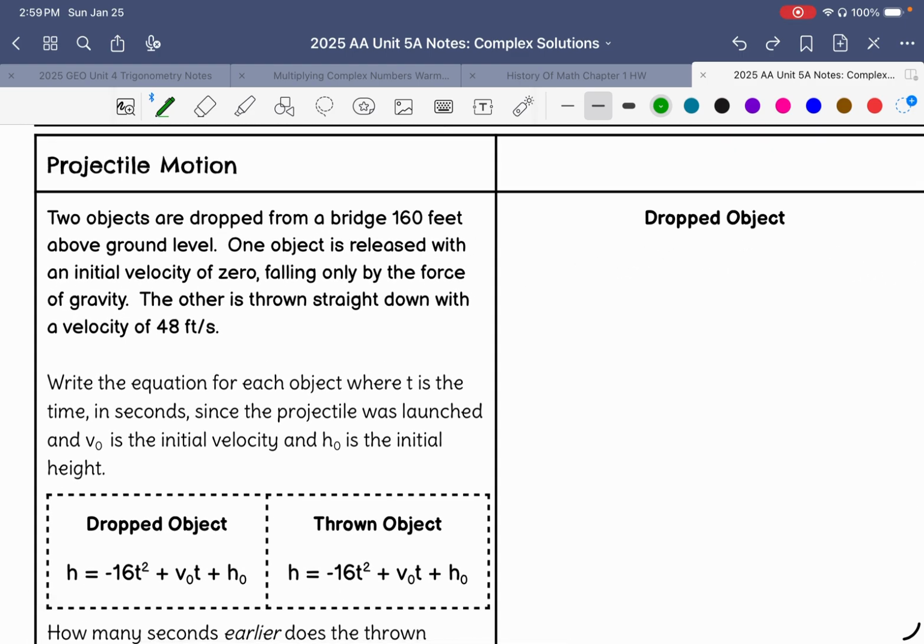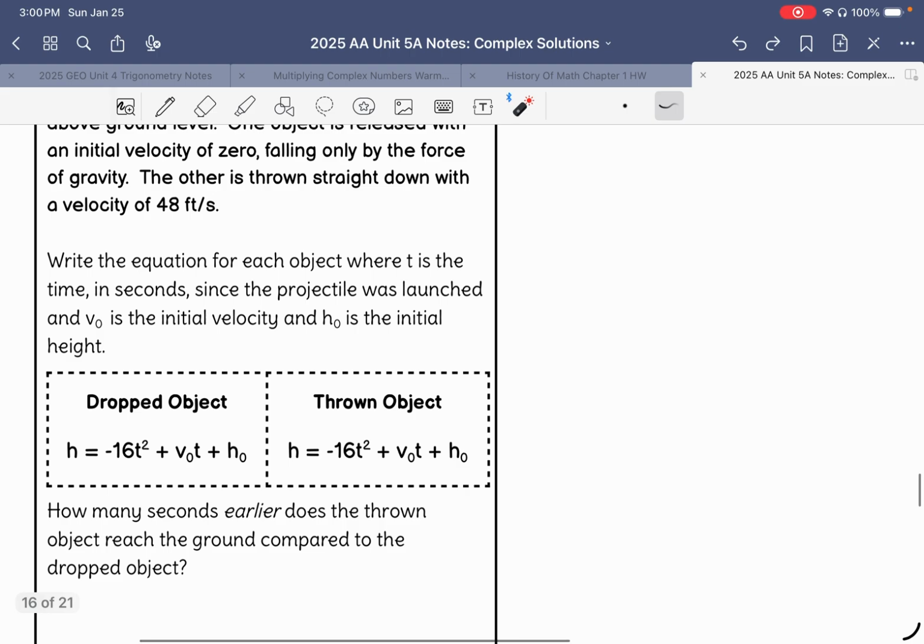We have two objects that are dropped from a bridge 160 feet above ground level. One object is released with an initial velocity of 0, falling only by the force of gravity. The other object is thrown straight down with a velocity of 48 feet per second. We want to write an equation for each object, where t is the time in seconds since the projectile was launched, v is the initial velocity, h sub 0 is the initial height, and our goal here is to find out how many seconds earlier the thrown object reaches the ground when compared to the dropped object.